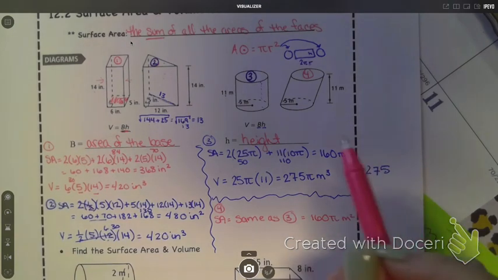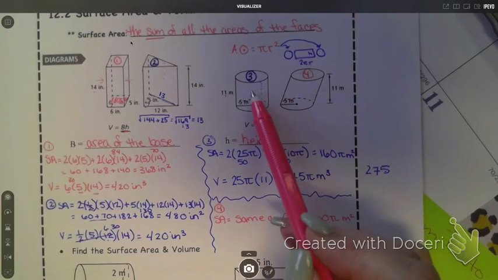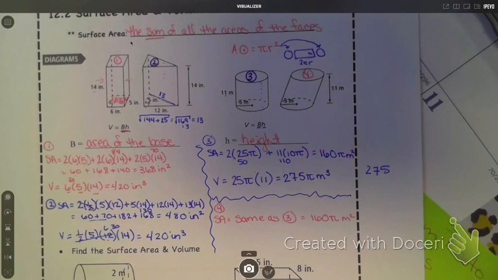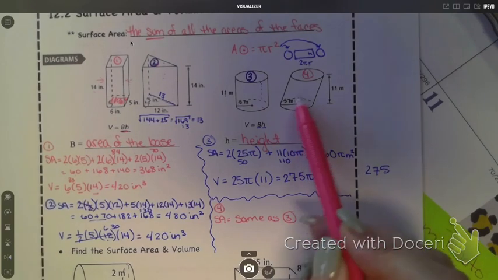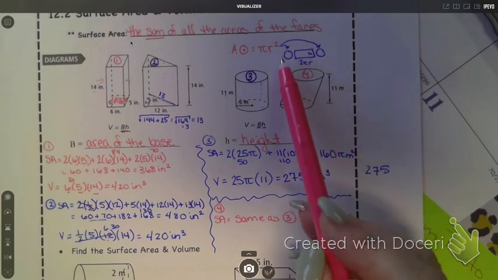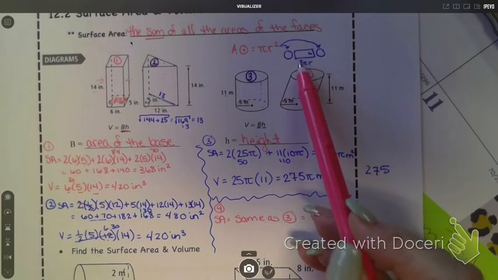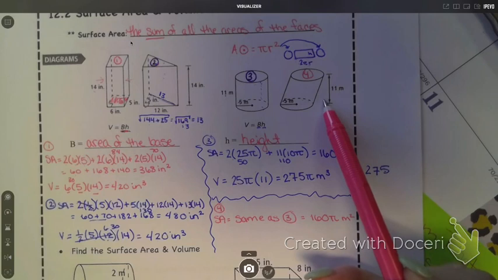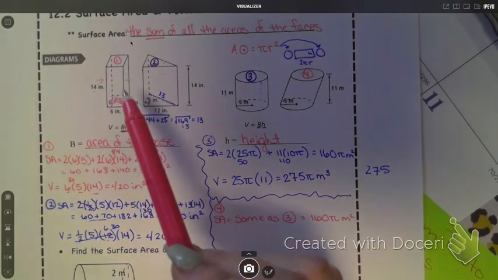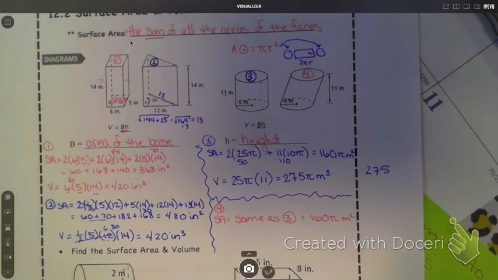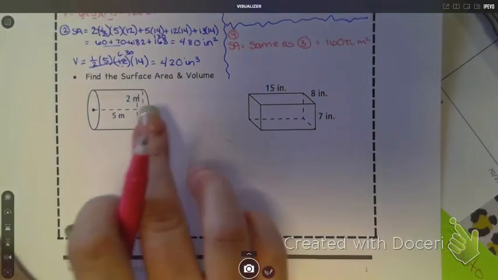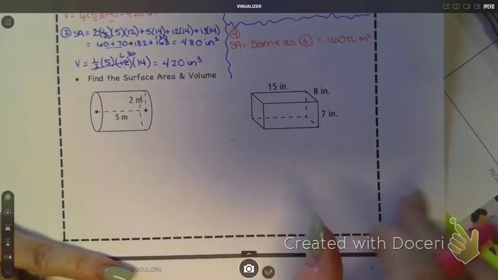I just want to show you that just because I take that can and tilt it over a little, is it going to make any difference? I still have the same circle on the top and the bottom, don't I? Am I going to have the same circumference? Yep. Do I have the same height? Yes. So if I took my rectangular prism and slanted it to the side, would it change how I did it? Not at all.